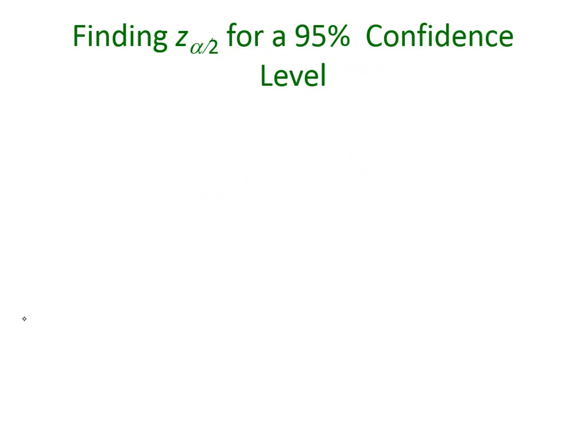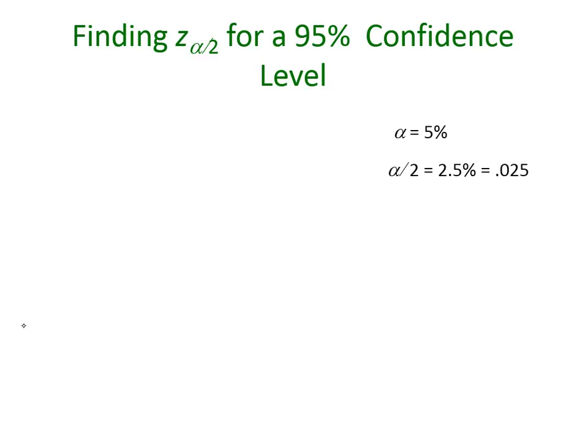So if I find this for the 95% confidence level, I do have my pictures. If I'm wanting to find z of alpha over 2 for my 95% confidence level, what's alpha? Alpha is your 5%. If alpha is 5%, what's alpha over 2?